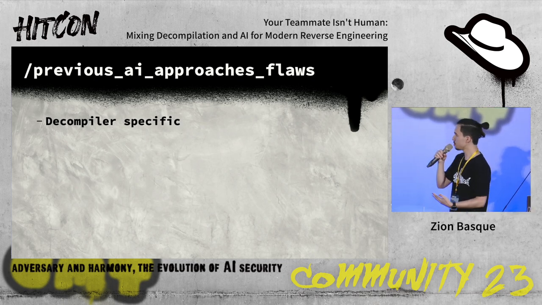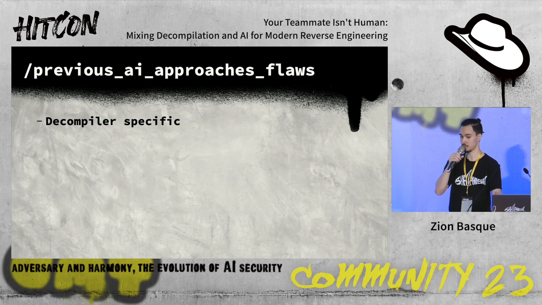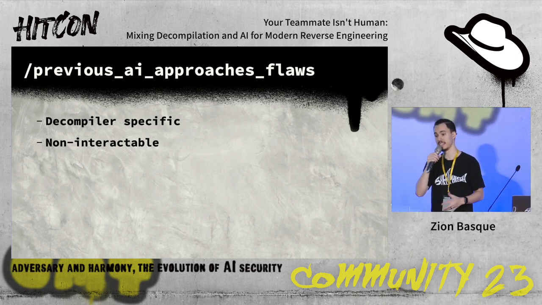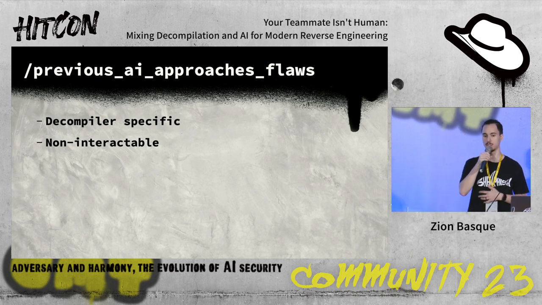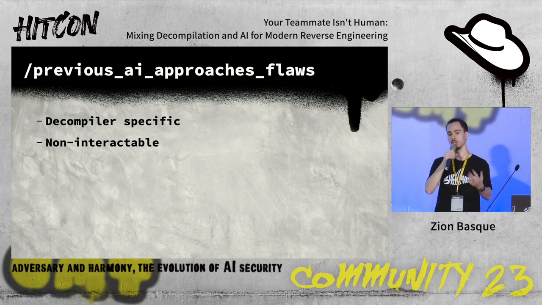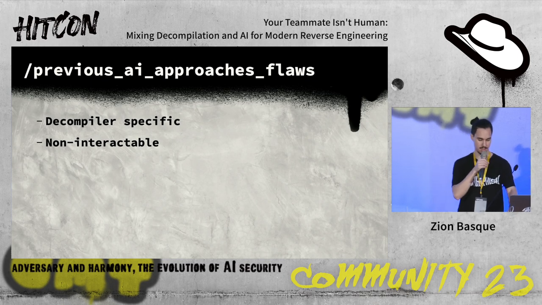So these previous approaches have some flaws. First one is that it's very decompiler specific. The second one is that you can't actually interact with any of these. You make some changes, and that's it. It's like a black box. You put something in, you get it out once. And that kind of sucks because when you're reverse engineering, right, you learn more as you reverse engineer. As you try to understand a target, that's when you start getting better context.